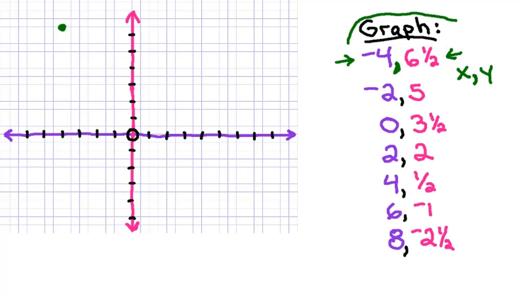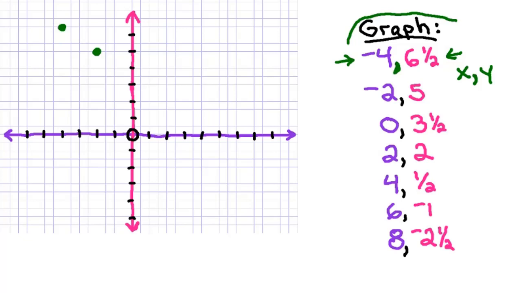Okay, so the next set of values is -2 and 5. So the -2 would be on your x-axis. So you would start where the 0 is and count backwards 2 on the purple line. And then the 5, the y value is 5. That's positive, so you're going to go up 5. So 1, 2, 3, 4, 5. So here is your -2 and 5.